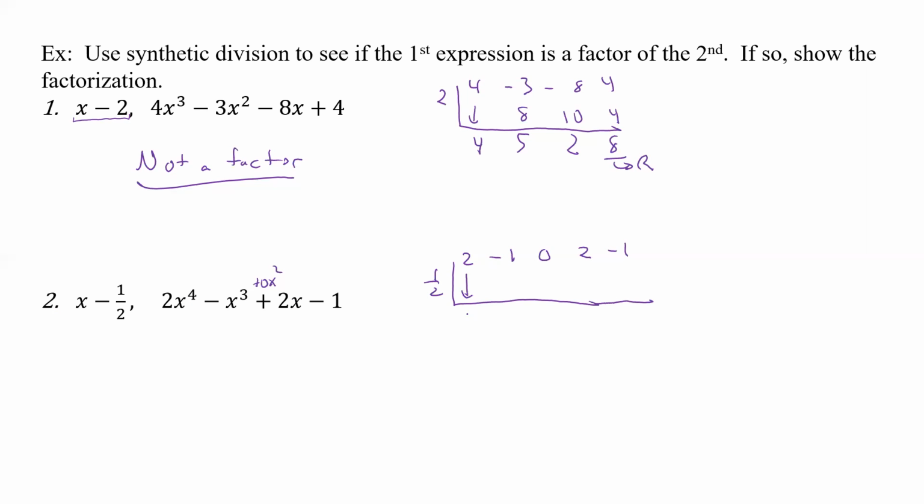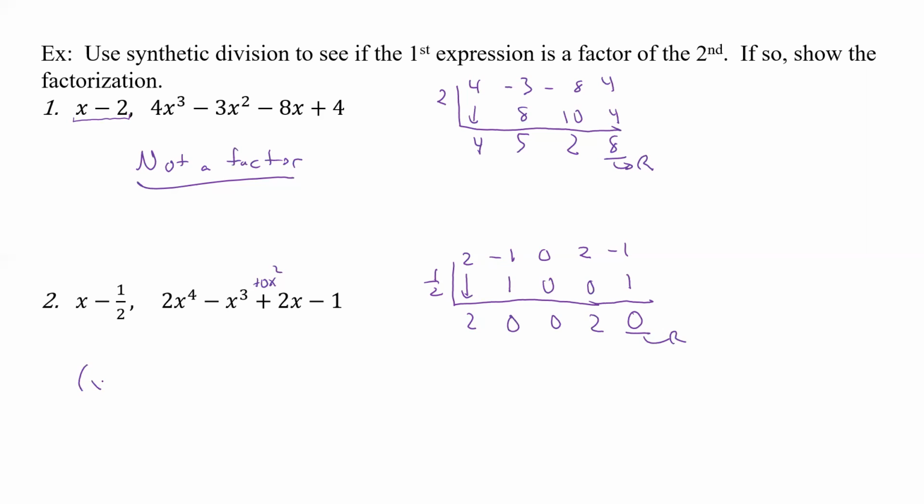All right, so let's bring that down. That's 2. Half of 2 is going to be 1. 1 minus 1 is 0. Multiply, that's 0. So add that, that's 0. Multiply again, that's 0. Bring that down, that's 2. Half of 2 is 1. 1 minus 1 is 0. All right, so we have a remainder here of 0. So that is a factor.